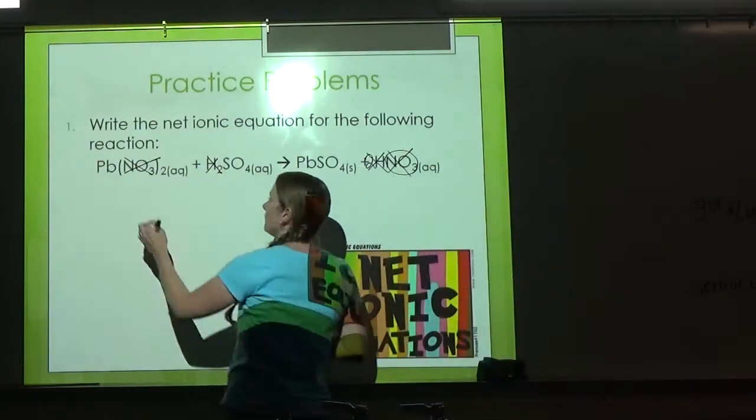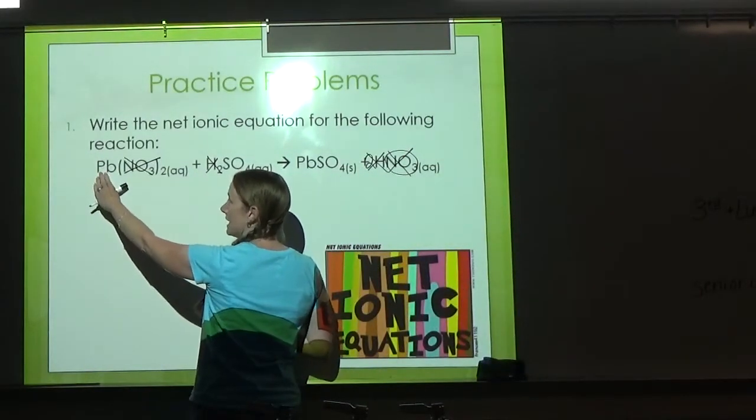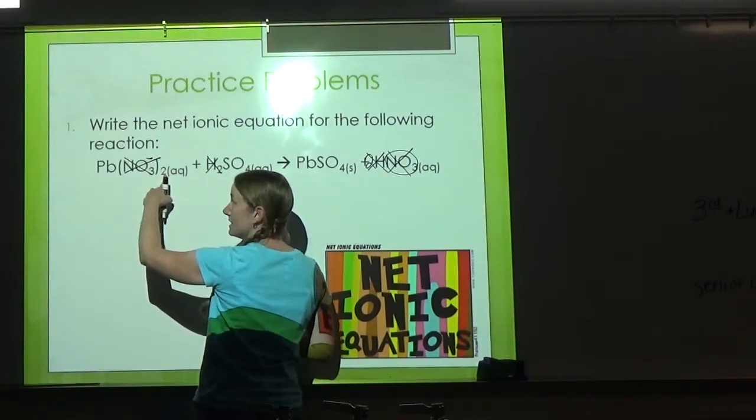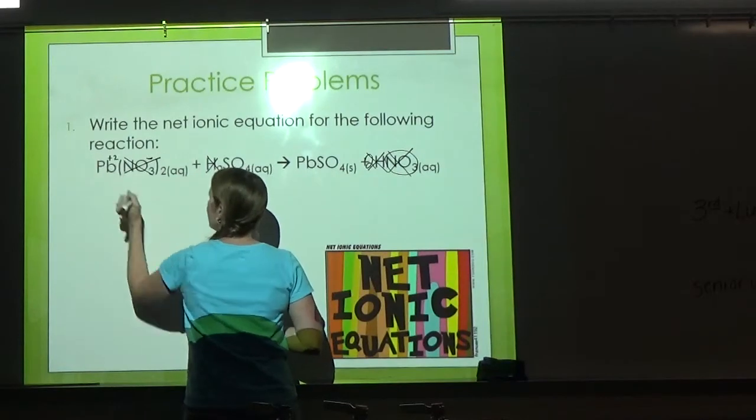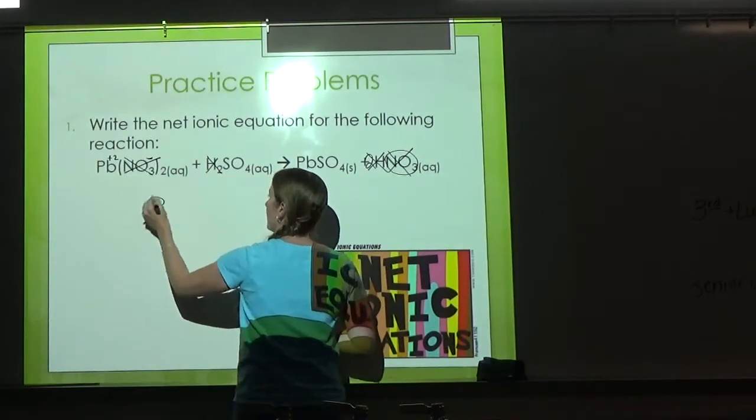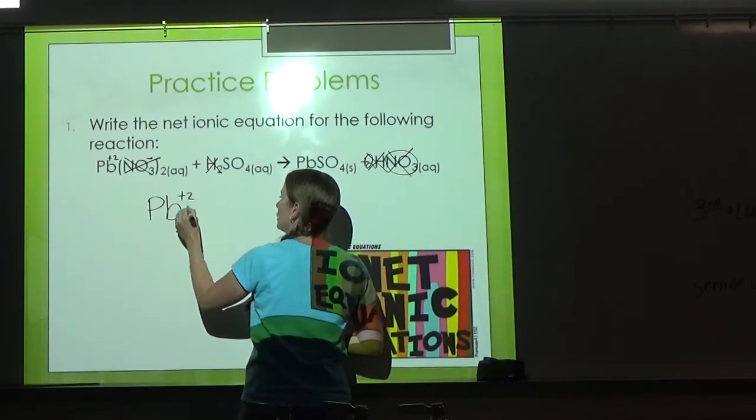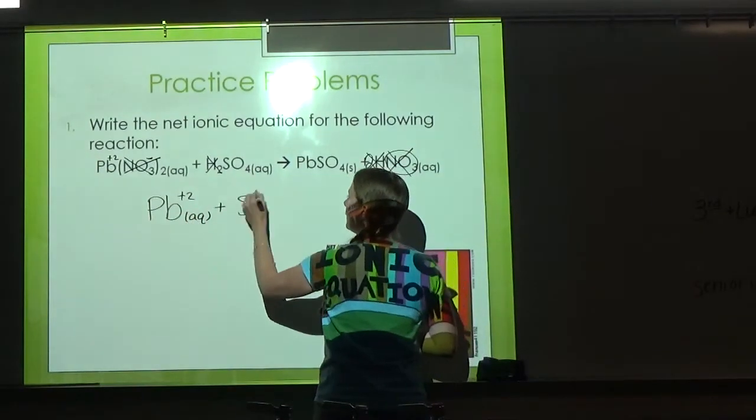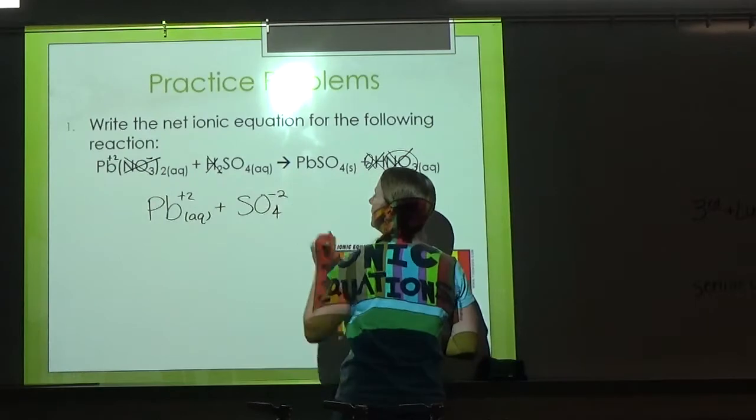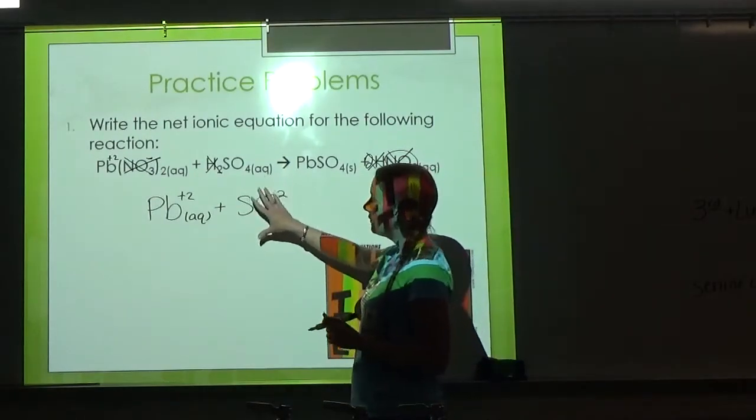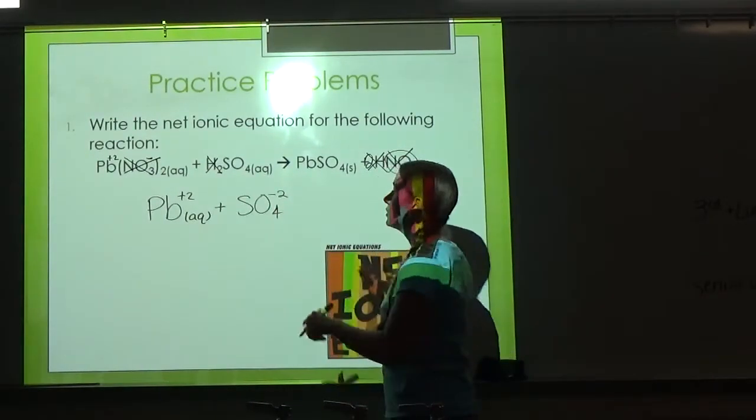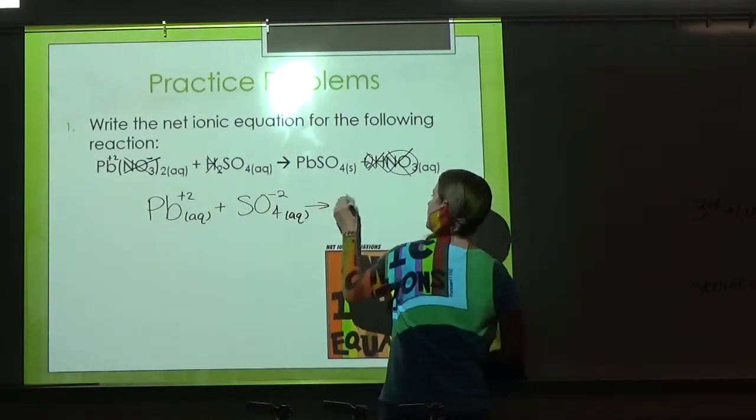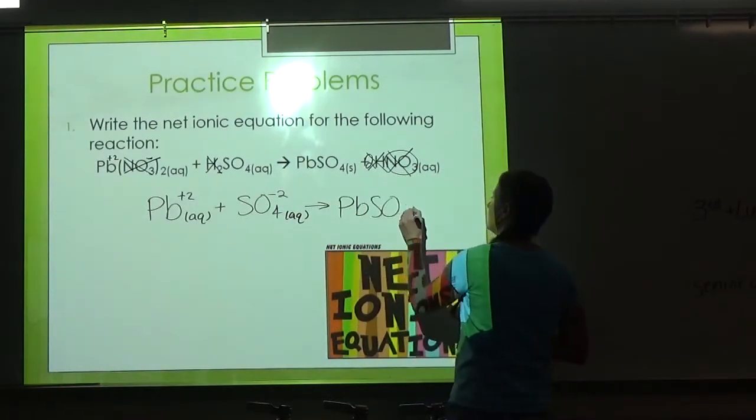Alright, so I have to figure out the charge though for lead because it can have multiple charges. Nitrate is -1, but there's 2 of them, so that's -2. So lead is going to be +2 this time. So I bring down my lead, I put its charge, and I put the little aqueous. I bring down sulfate. When it is by itself as an ion, you have to put the charge. So its charge is -2, and it is aqueous, and it yields PbSO4 solid.